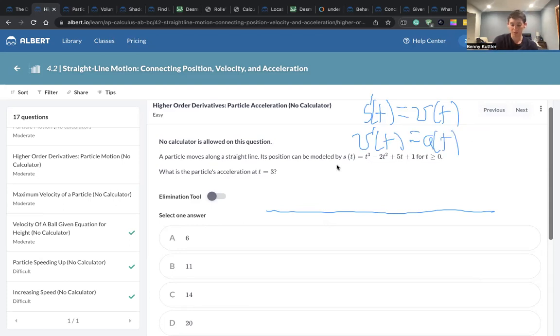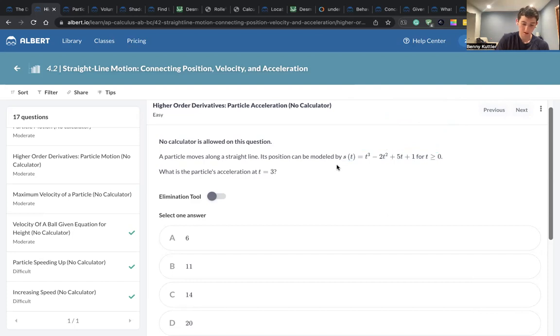So you're going to be tested on these in the AP exam. They're going to want to see if you know the relationship between position, velocity, and acceleration. So it's important to know this relationship here. Let's look at the problem. A particle moves along a straight line. Its position can be modeled by this function, for t greater than or equal to 0.